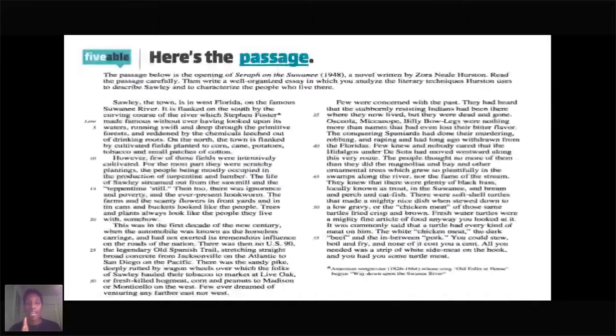Sorry, I'm on the right side at line 44. "Other ornamental trees which grew so plentifully in the swamps along the river, nor the fame of the stream." They don't care. They don't care that some of their plants are scanty. They don't care that these beautiful magnolias are grown. They don't look at the town that way, which implies that somebody does, right? In this time, in 1948-ish, people are coming in and they're like, oh, the beautiful magnolias, but the people aren't looking at that. So at 46, they didn't know about that. "They knew that there were plenty of black bass, locally known as trout, in the Suwannee, and bream and perch and catfish."